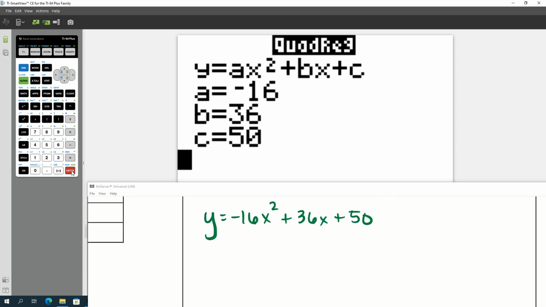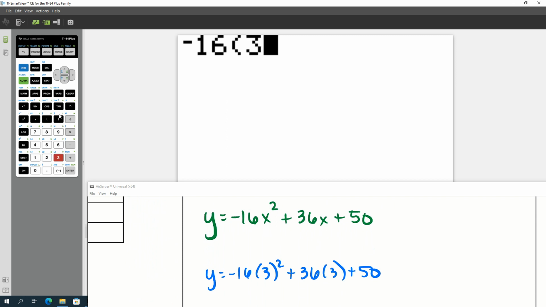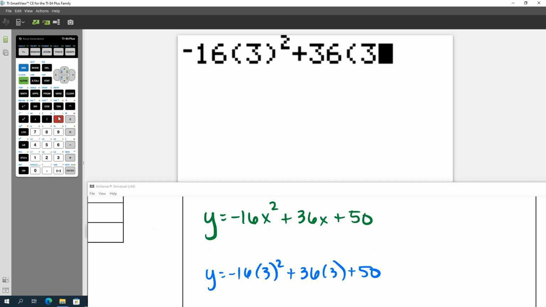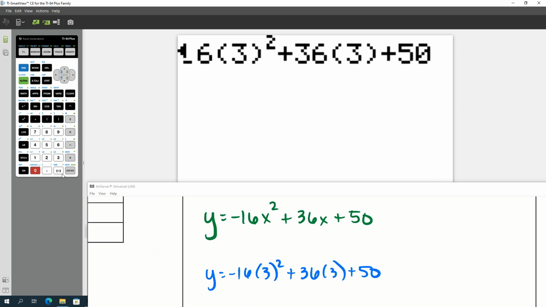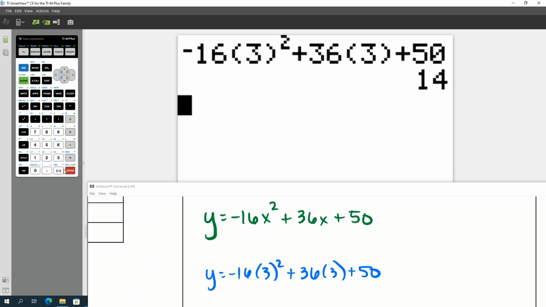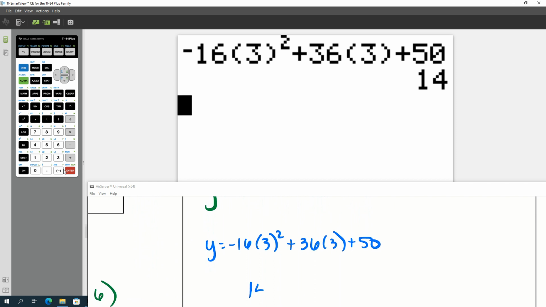Right, and then the question asked us to predict the height of the coin at 3 seconds. So we'll go and put 3 in for the x's. Okay, so it looks like at 3 seconds, the coin is 14 feet above the water.